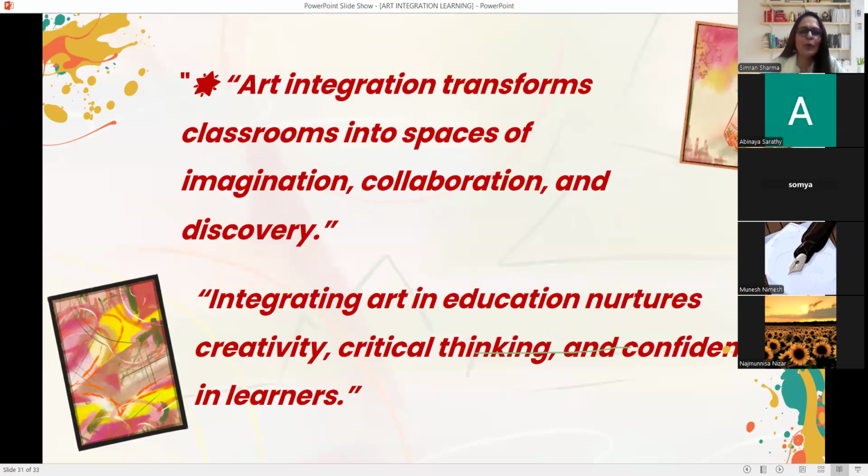Two beautiful quotes. Art integration transforms classrooms into spaces of imagination, collaboration, and discovery. Integrating art in education nurtures creativity, critical thinking, and confidence in learners.